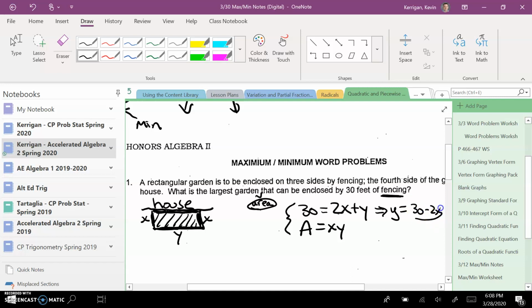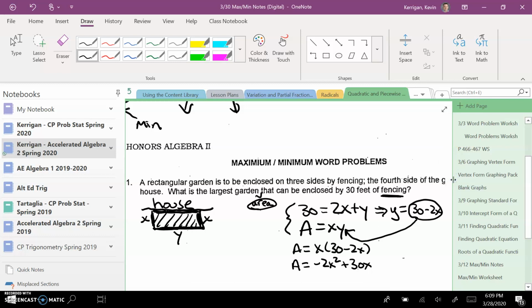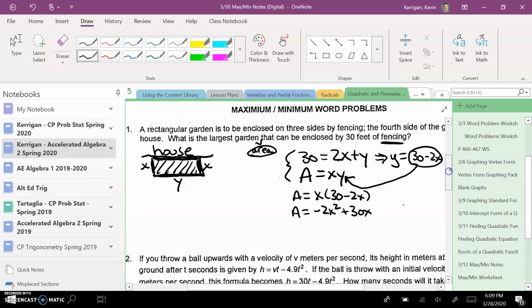And then simply take that 30 minus 2x and plug that right in to this y, which will give me area equals, I'm just going to rewrite this in order. First is going to give me negative 2x squared plus 30x. So this is a quadratic function. Instead of seeing y equals ax squared plus bx plus c, now I have a equals negative 2x squared plus 30x. So instead of having an x comma y, in this case, I have x comma a for area.